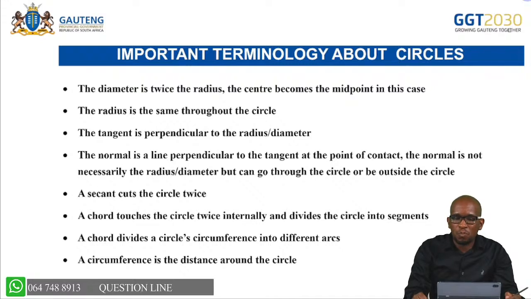The normal line is perpendicular to the tangent at the point of contact, and the normal line is not necessarily the radius or the diameter, but can go through the circle, be it outside or inside the circle. A secant cuts the circle twice. The chord touches the circle twice internally and divides the circle into two segments, the minor segment and the major segment. A chord divides the circle's circumference into different arcs. The circumference is the distance around the circle.